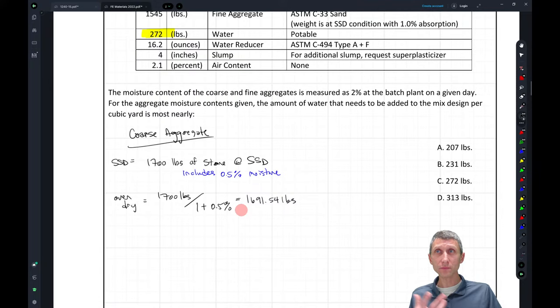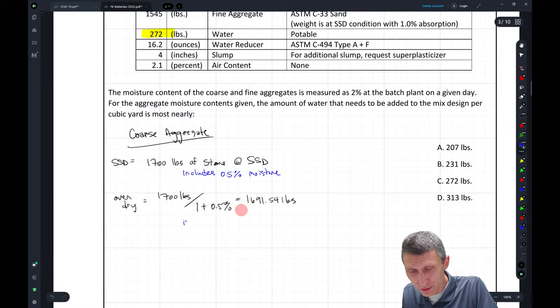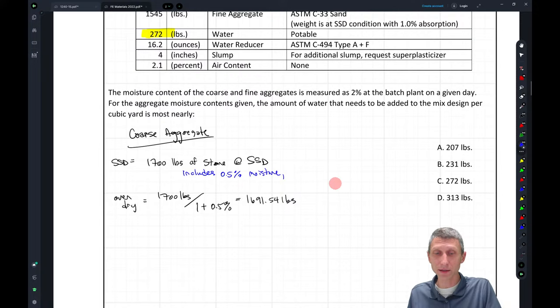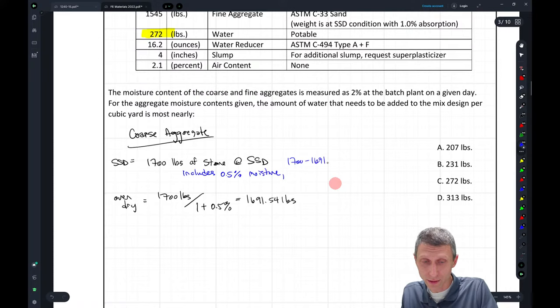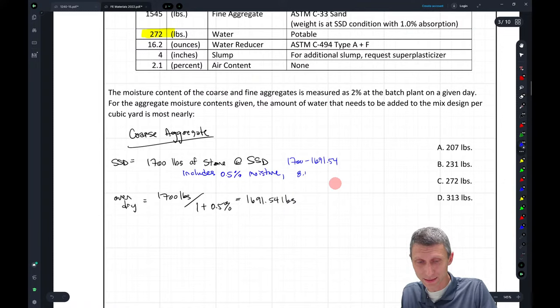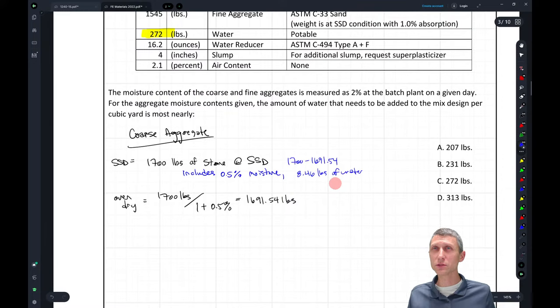So what does that mean? This means our SSD includes not just 0.5% of moisture. It includes, what can we say? It includes 1700 minus 1691.54. What does that equal? 1700 minus this value is going to give us about 8.46 pounds of water. Does that make sense? So at saturated surface dry, we're getting eight pounds of water included, right?